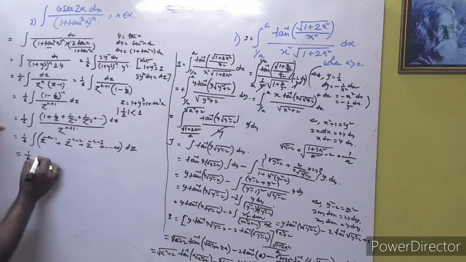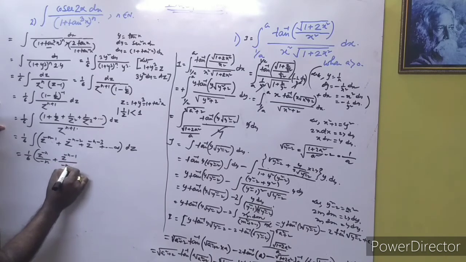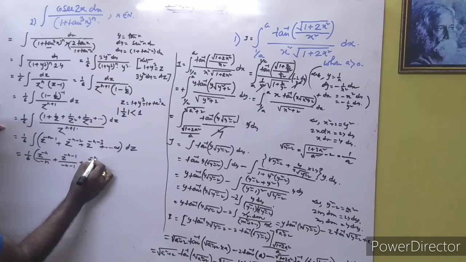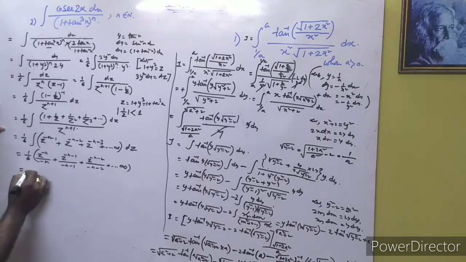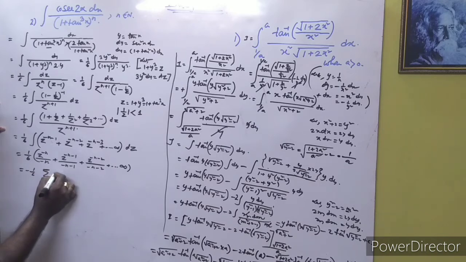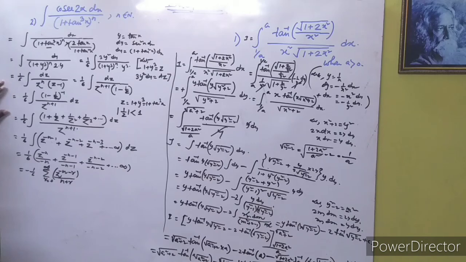So this is here 1 by 6, z to the power minus n by minus n, z to the power minus n minus 1 by minus n minus 1, z to the power minus n minus 2 by minus n minus 2, and this can be expressed like minus 1 by 6 and z to the power minus n minus r, r equal to 0 to infinity, and whole divided by n plus r.